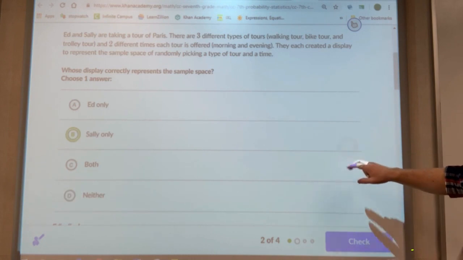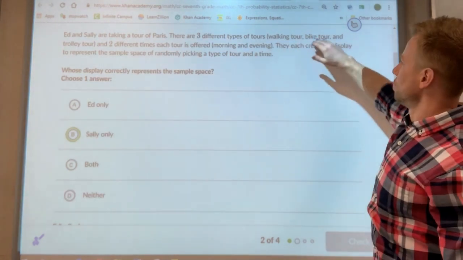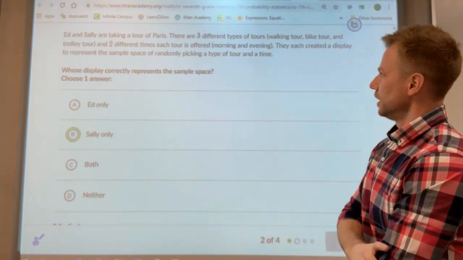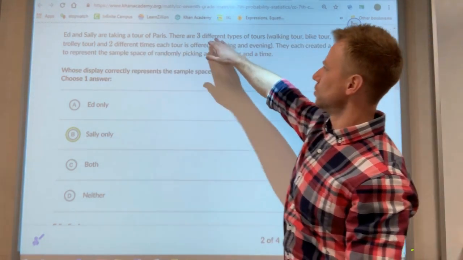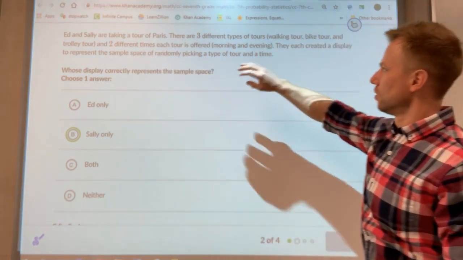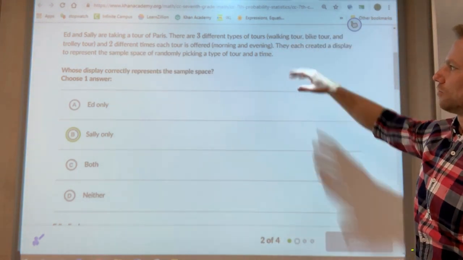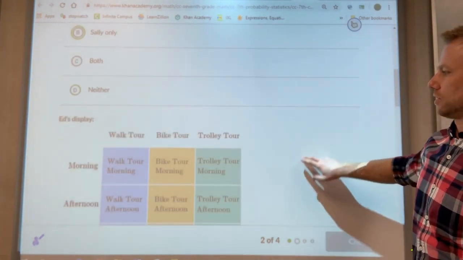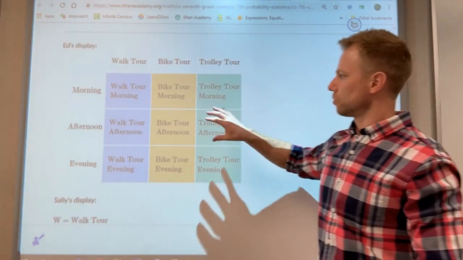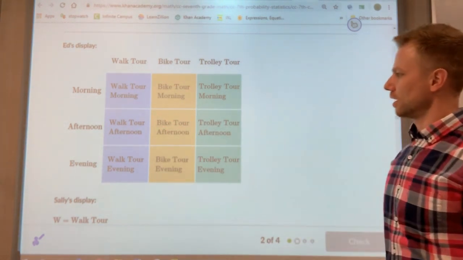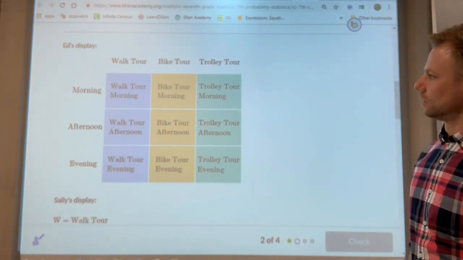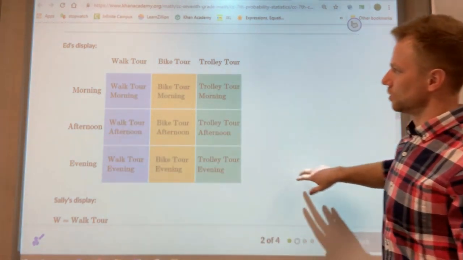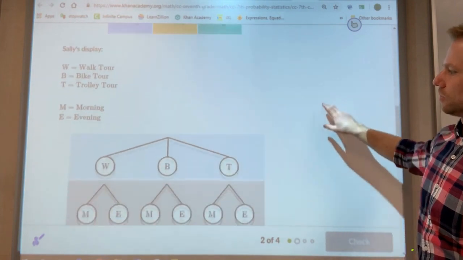Okay, now we have 3 different types of tours: walking tour, biking tour, and trolley tour, and 2 different times each tour is offered. So 3 tours, 2 different times. 3 times 2 is 6. That's 6 different combinations. Okay, so let's look at what the charts have. Okay, first of all, this one has 9, and we know that's not going to work. Okay, there's 3 different tours, but there's only 2 different times, and this has 3 different times. That doesn't work. Doesn't make sense.